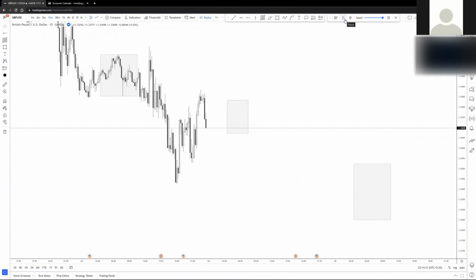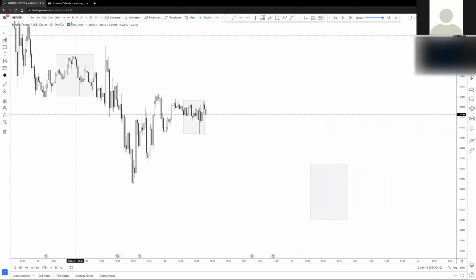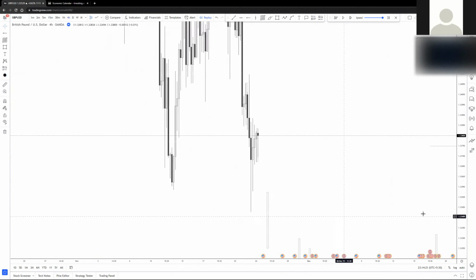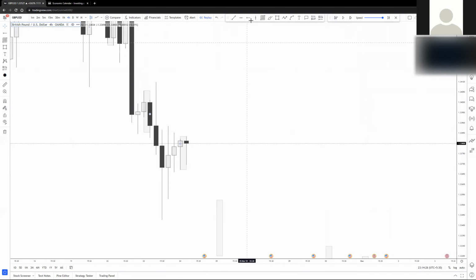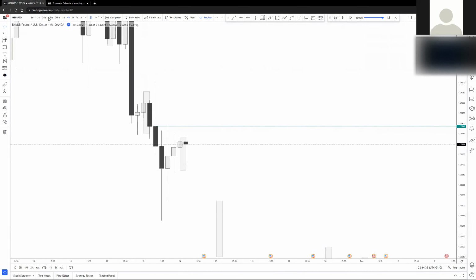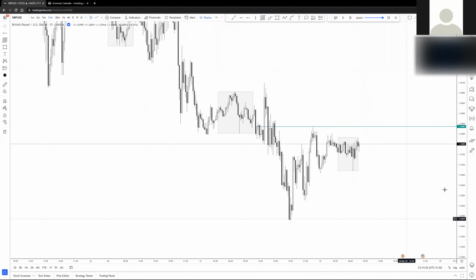And then once again, Asia, and right above Asia, we had the wick that took out the previous day's Asian high, never been tapped yet. See that? Never been tapped yet. Can you see that? There's a little space right there.